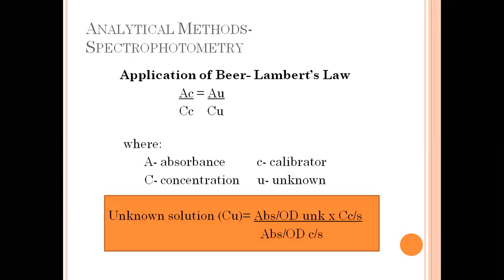By the way, that absorbance or OD is what is seen on your spectro. That is what the spectro gives us: the absorbance and the OD of the unknown or the standard or the calibrator. So again, kindly take note of that formula. Also, kindly take note that absorbance is also known as OD or optical density.